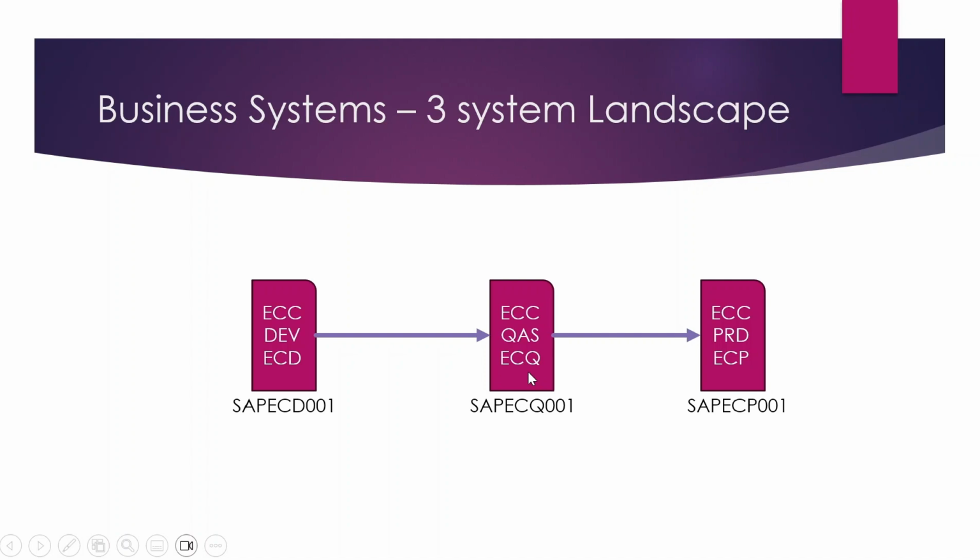In some cases, to save some cost, business will not have a quality system. So from the development system, the change moves directly to the production system. That also happens. But in most cases, maybe 90% of cases, for each production system, for each product of SAP, business will have three systems lined up one after another: development, quality, production.